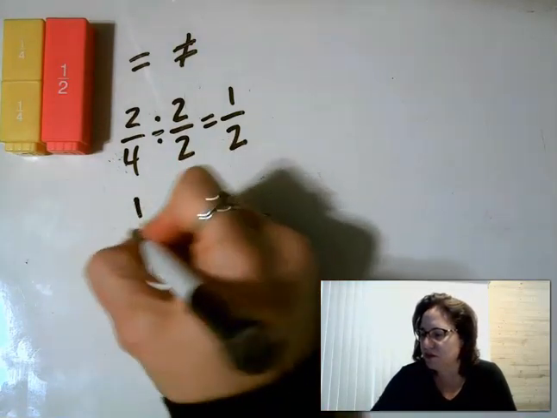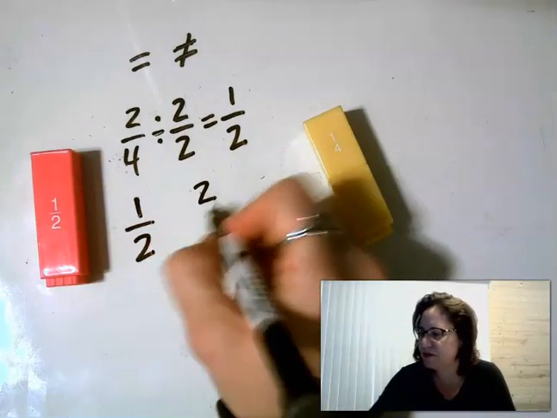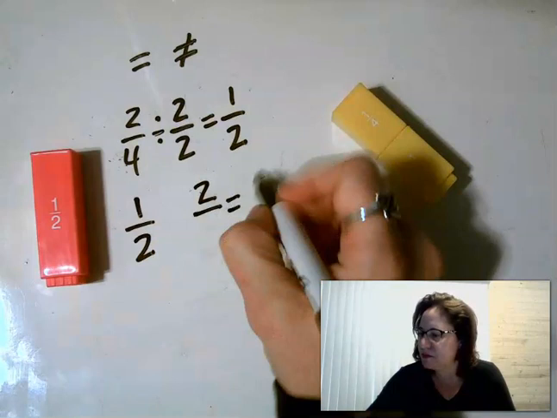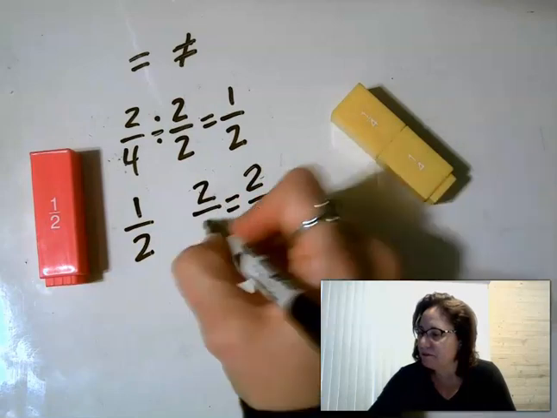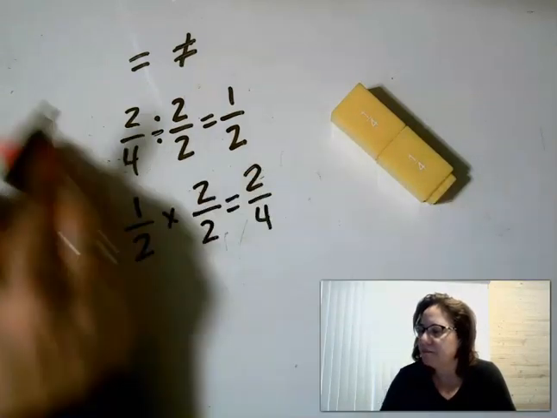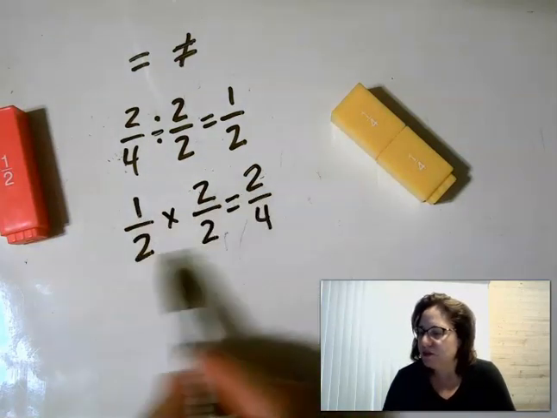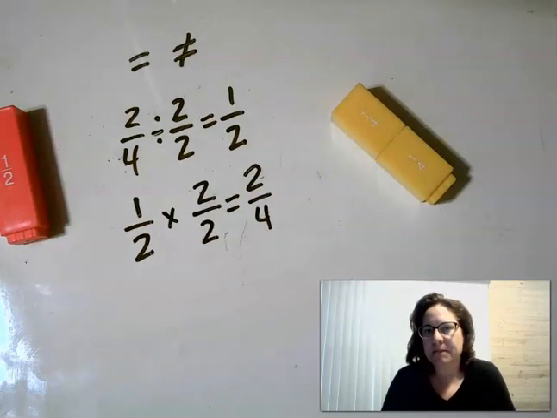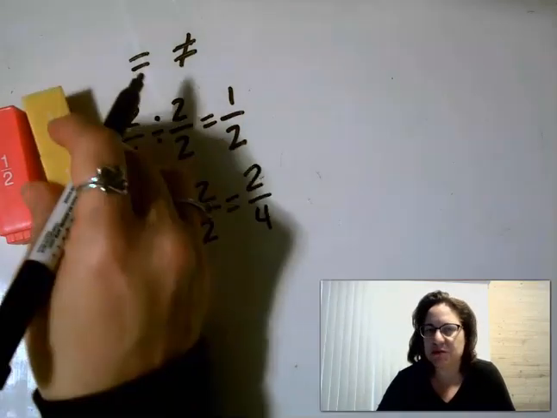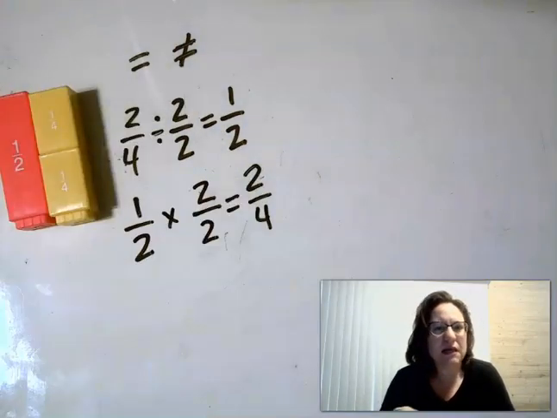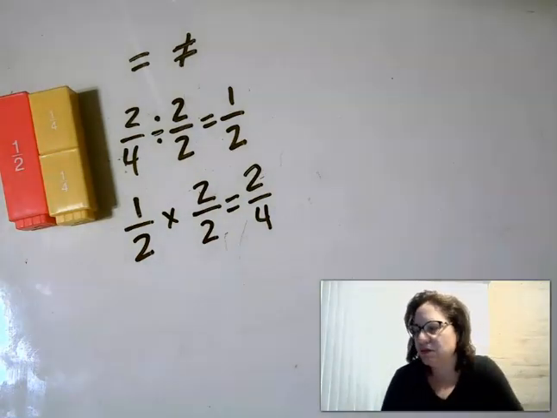Also, what you could do is you could have your half, and you're comparing it to the 2 fourths. We could be multiplying, right? We could say 1 times 2 is 2, and 2 times 2 is 4. Let's go back to the fraction bars and see how many eighths it would be to have an equivalency to 1/2.